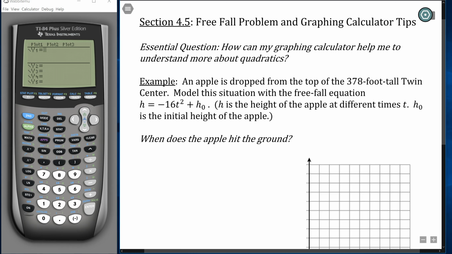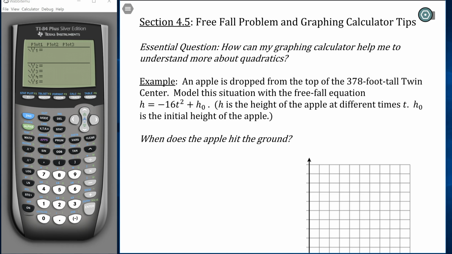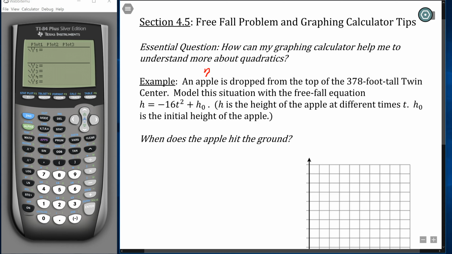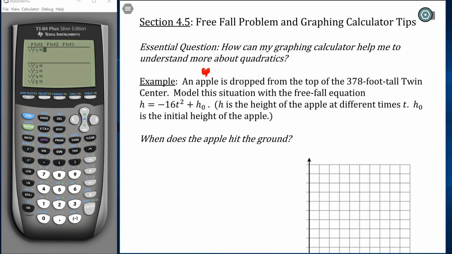The essential question for today is, how can my graphing calculator help me to understand more about quadratics? Here's the example. There's an apple, and I'm going to draw a perfect little heart-shaped apple. There it is. You drop that perfect little heart-shaped apple from the top of the 378-foot Twin Center. Did you know that the Twin Center is the tallest building in Morocco? So you're like, I'm gonna drop an apple from the tallest building I can in Morocco, and you drop it from the top of that Twin Center.